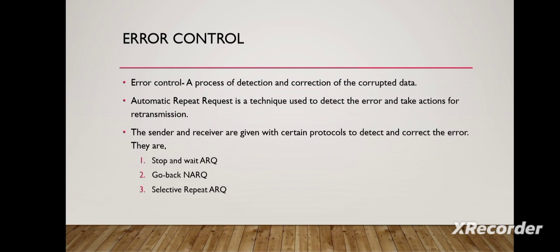Error control is a process of detecting and correcting the corrupted data. It uses a technique called automatic repeat request, which is used to detect the error and take actions for retransmission. There are certain protocols followed for error control which are listed over here: stop and wait ARQ, go back N ARQ and selective repeat ARQ.